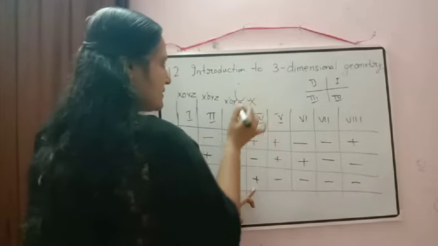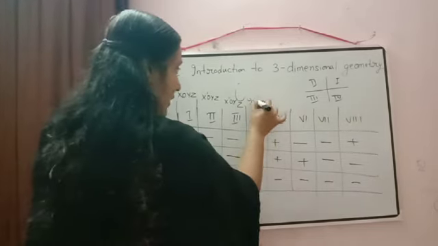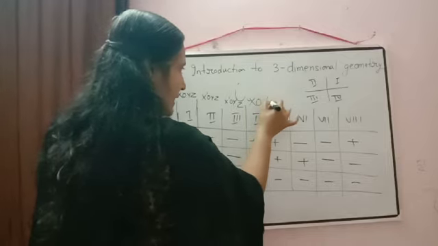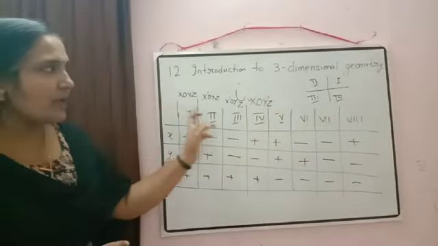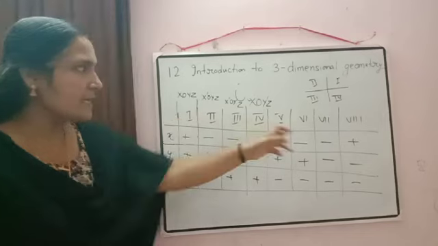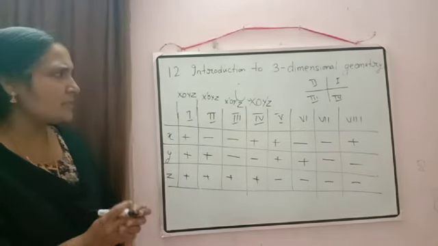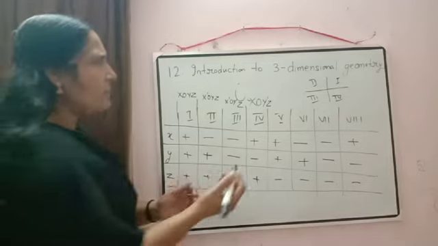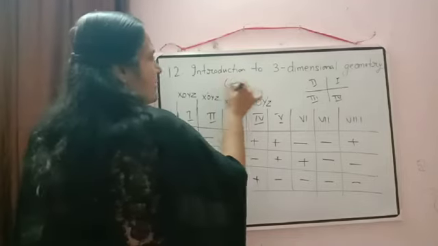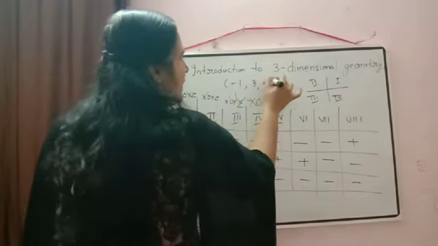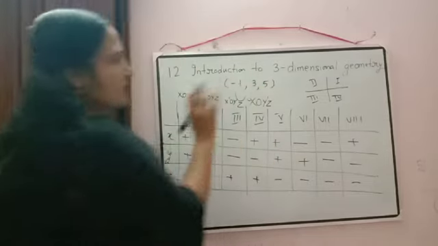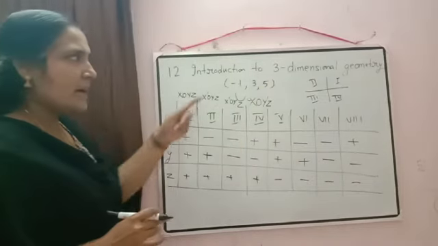X coordinate positive, then y coordinate negative, so y dash z. In this way we can write all these 8 octants in terms of planes also. Usually some question can be asked in this way. Any point will be given like (-1, 3, 5). Just tell me which octant it is in.